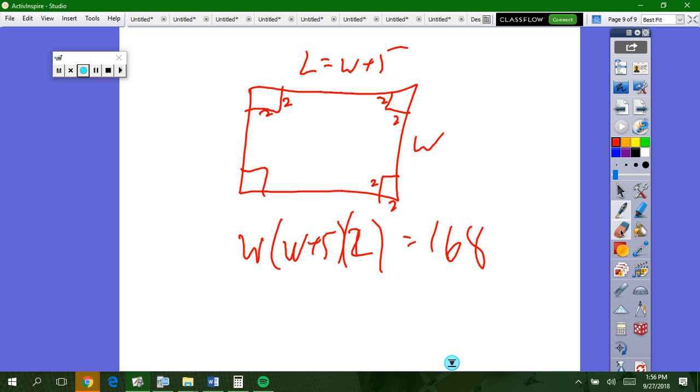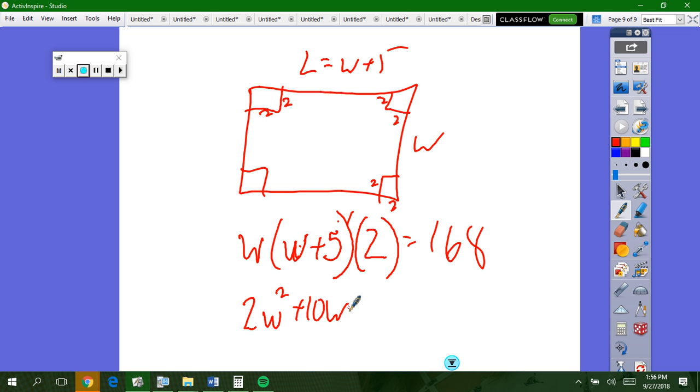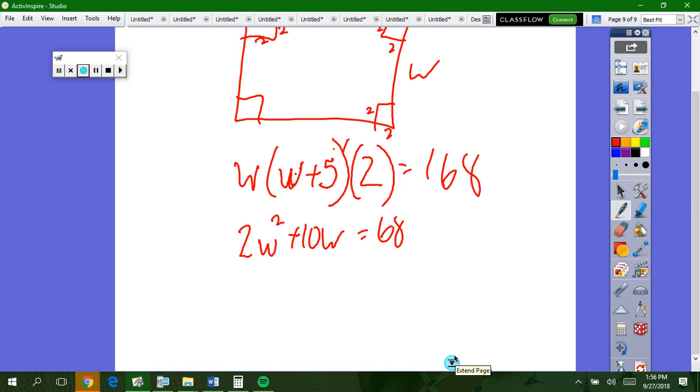You see how long it took? Okay, so if I distribute this through, I get, notice, 2w squared plus 10w equals 168. Distributing the 2 through gives me 2w plus 10. Distributing the w with.